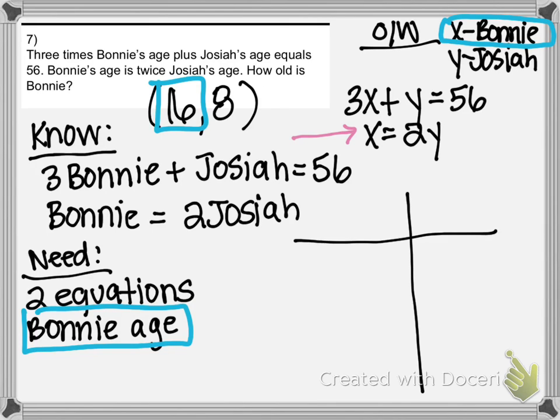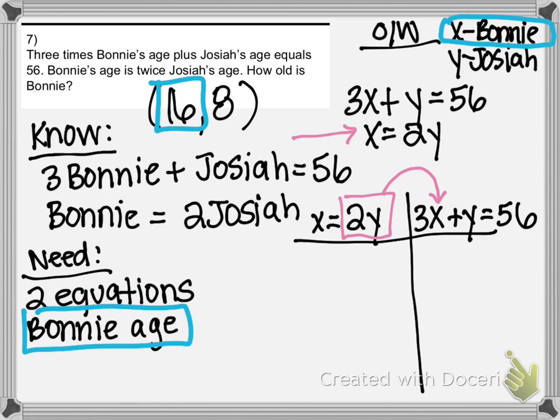So remember, on the left-hand side of your table to organize, I'm going to have x equals 2y. And on the right hand, I'm going to have 3x plus y equals 56. So we're going to take x equals 2y, and we're going to substitute it in for the x variable. Remember, whatever the variable equals is what you're going to plug in. So this is going to turn into 3, and in the x spot, I'm going to put parentheses with 2y, plus y equals 56.